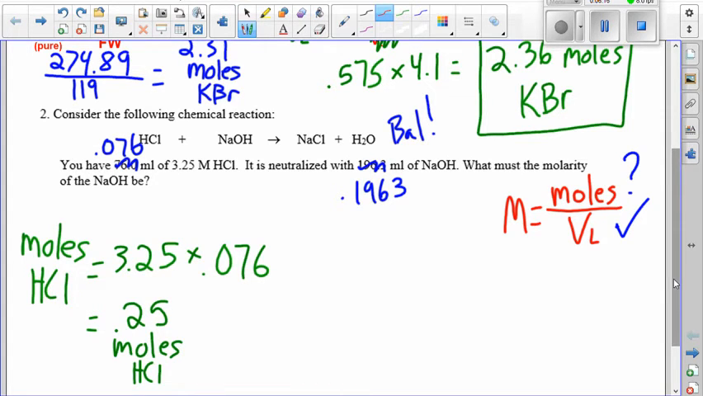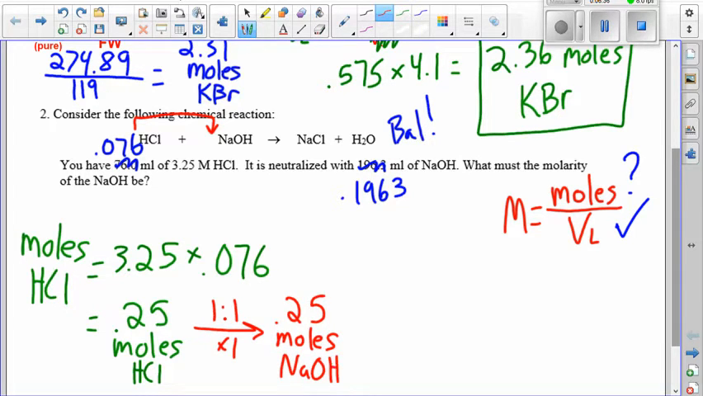Now, because this is a 1-to-1 ratio, that means I also have about 0.25 moles of NaOH, which is great because I can then plug this value back into this molarity equation.